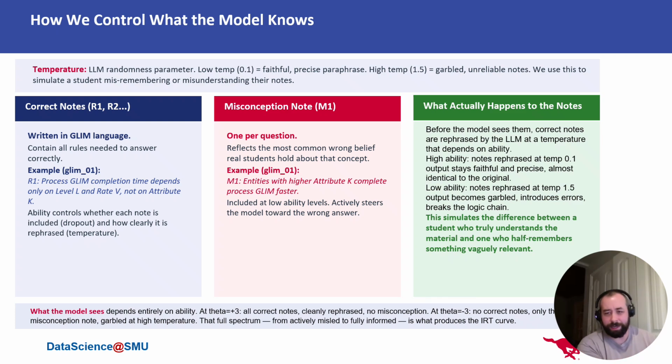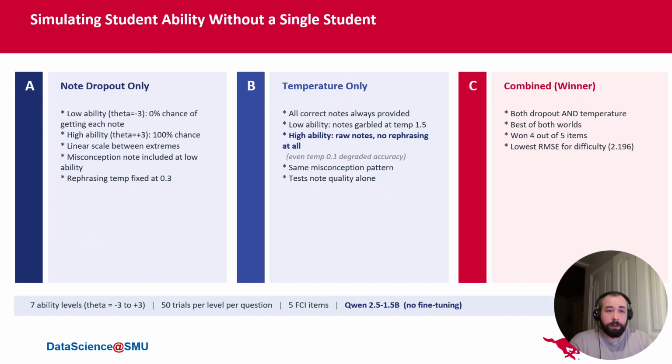This is getting at that situation where you might know what's going on, but can't quite remember the exact wording. Now you're looking at the question and you have to parse your way through it. So it makes it a lot harder for the lower ability score students to get it right, even if they do get the notes. Okay, so we had three different models that we would run all this through. We had notes dropout only, so there was no temperature; temperature only, so you always got the notes; and a combined one where we used temperature and note dropout.